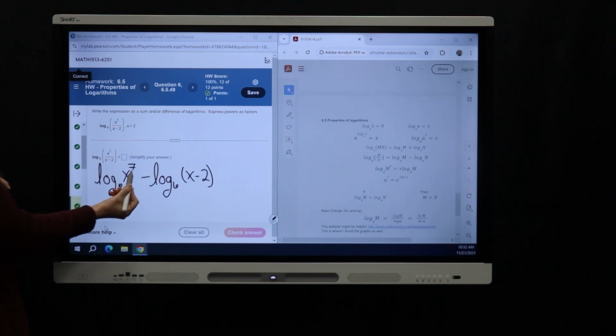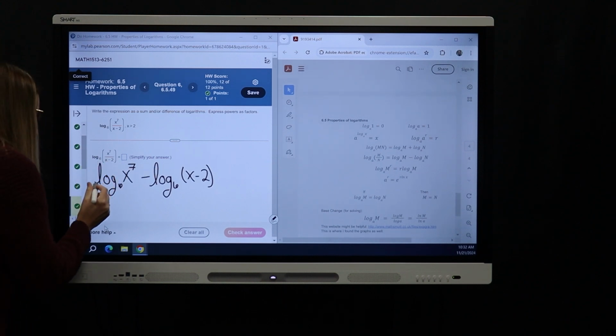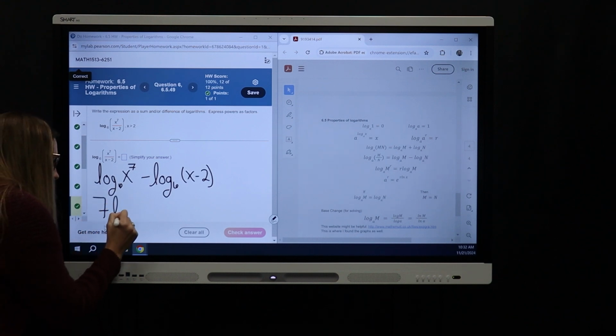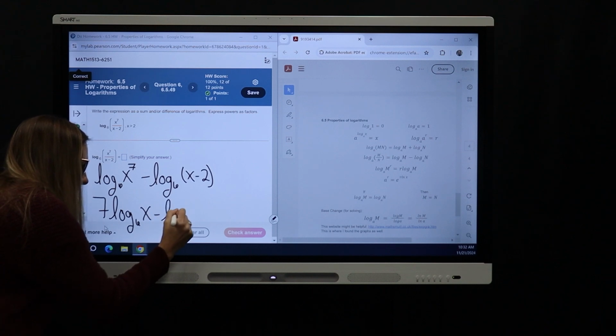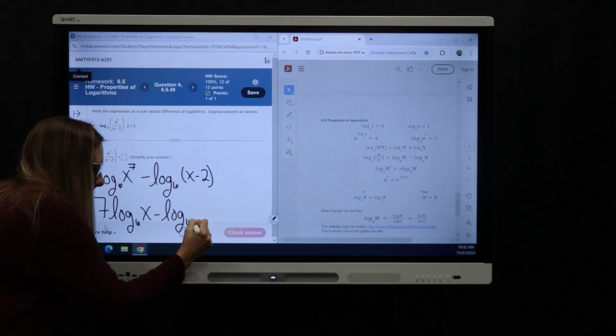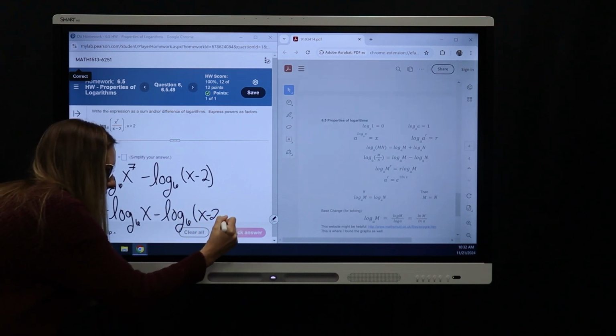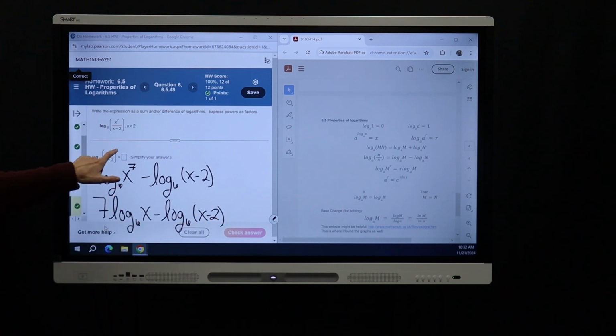There's a power here, so we have to bring this to the front of this log. And then bring the other one down. It didn't have a power, so I didn't need to do anything extra. And that's going to be our answer.